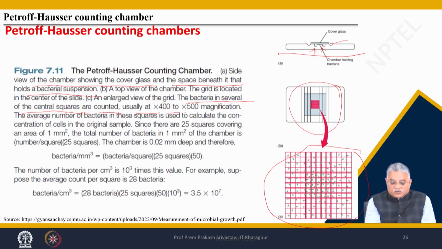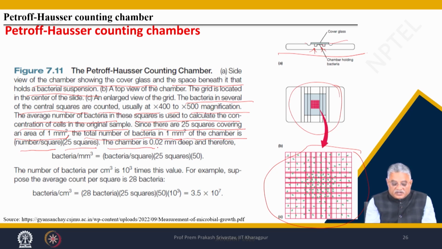Usually 400 to 500 magnification is used. The average number of bacteria in these squares is used to calculate the concentration of cells in the original sample. Since there are 25 squares covering an area of 1 millimeter square, the total number of bacteria in 1 millimeter square of the chamber is the number of bacteria per square times 25 squares.